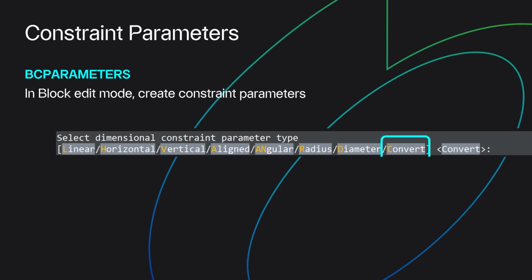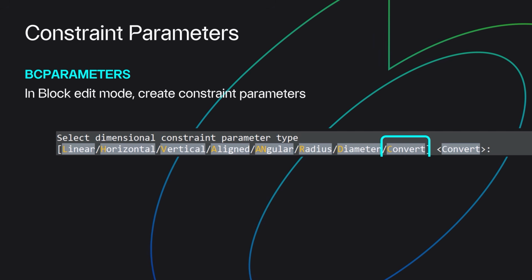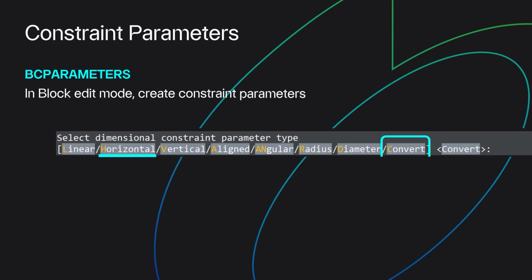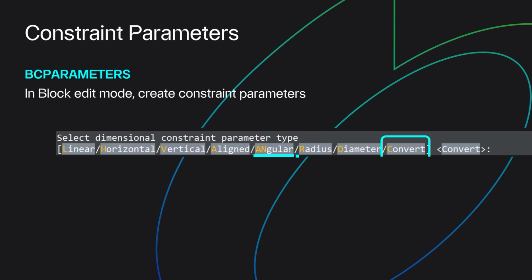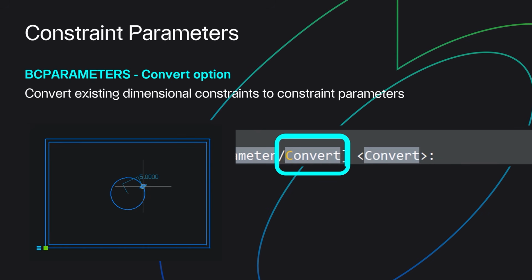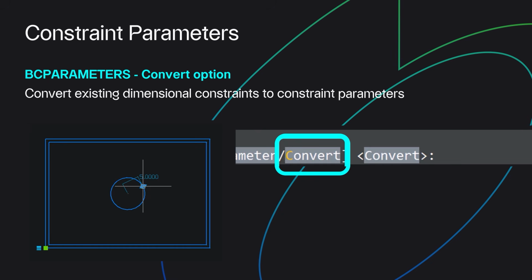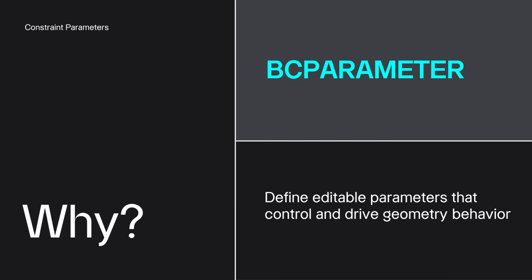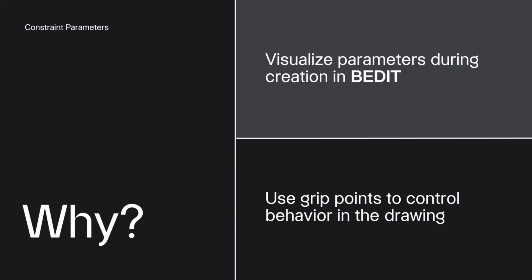What does it do? Well, when creating or editing a dynamic block, you can create these constraint parameters: linear, horizontal, and vertical, aligned, angular, radial, and diameter. There is also a convert option to convert existing dimensional constraints to constraint parameters. Why? So you can define editable parameters in Dynamic Block Editor that control and drive geometry behavior in model space. Here, the grip changes the size of the circle.